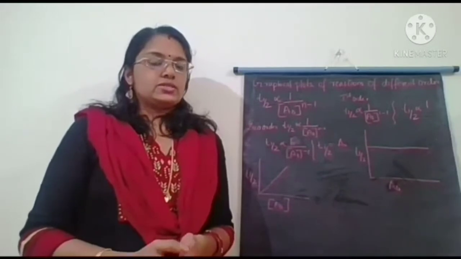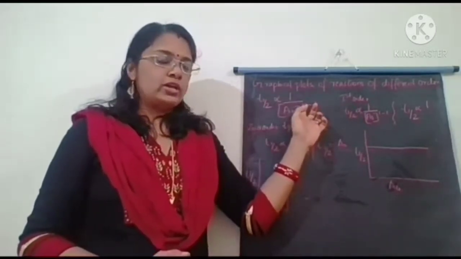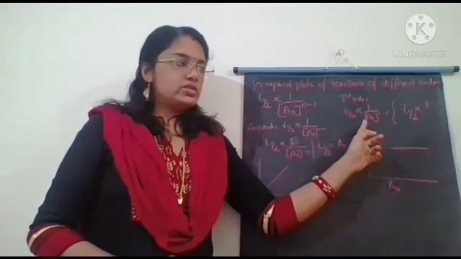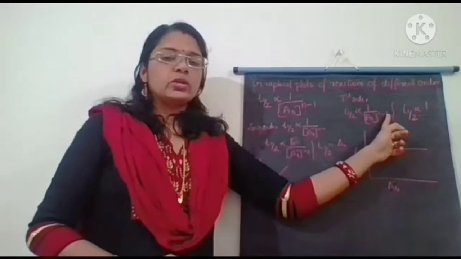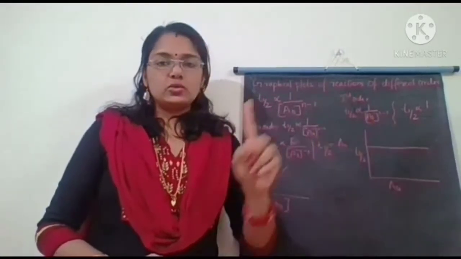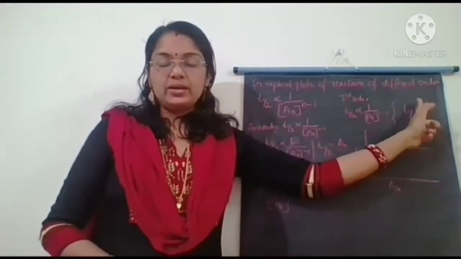So consider the first order reactions. For a first order reaction, again substituting, n becomes 1. So T-half is directly proportional to 1 by concentration A0 raised to 1 minus 1. 1 minus 1 is equal to 0. So A0 raised to 0 is equal to 1. So T-half is directly proportional to 1.